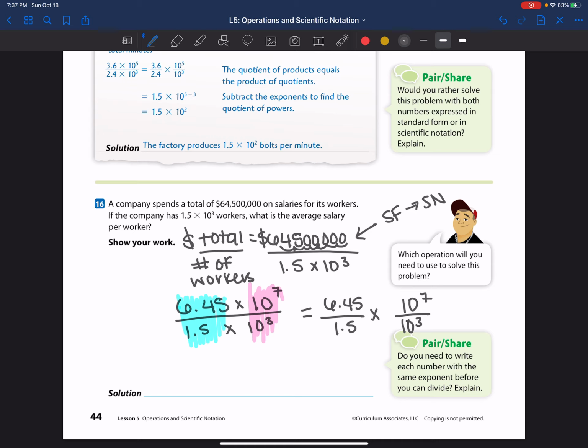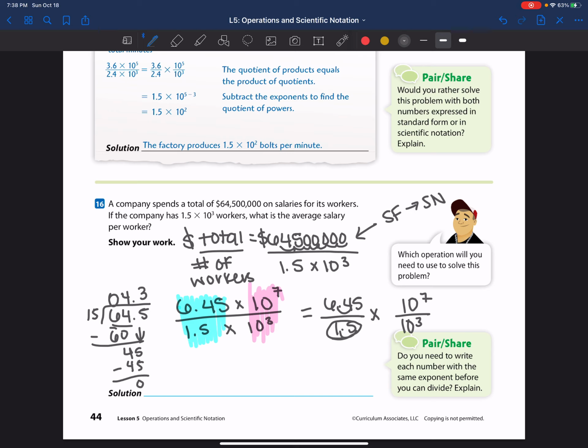So 6.45 divided by 1.5. Actually, I'm going to make sure that my divisor is a whole number so I don't get all confused about decimal points. So I'll just move my decimal place once to the right on my numerator and denominator. So I have 64.5 divided by 15. Pull up my decimal and just go ahead and divide like normal. 15 doesn't go into 6, but it does go into 60 4 times. Bring down my 5, and 15 goes into 45 exactly 3 times.